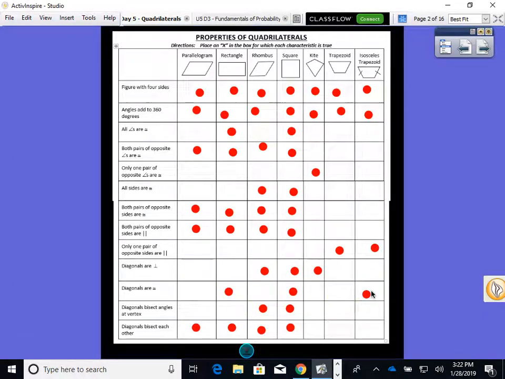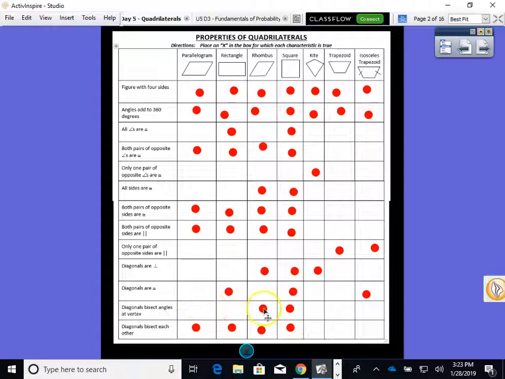And the isosceles trapezoid. Those are where your diagonals are the same length. Both diagonals for those are congruent. And then diagonals bisecting angles at a vertex. Sorry, let me reread that. Diagonals bisect angles at a vertex.